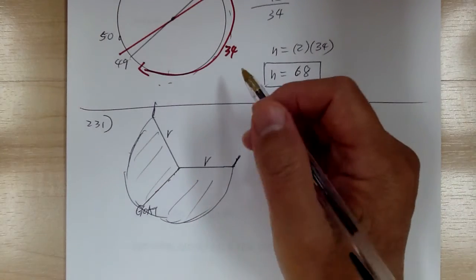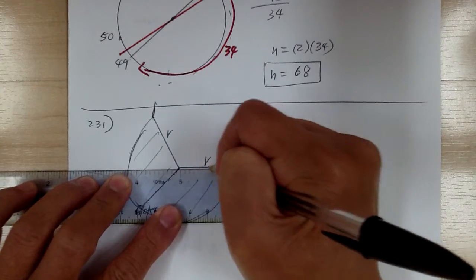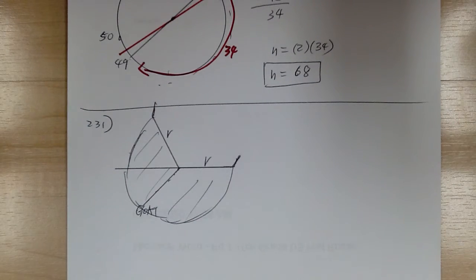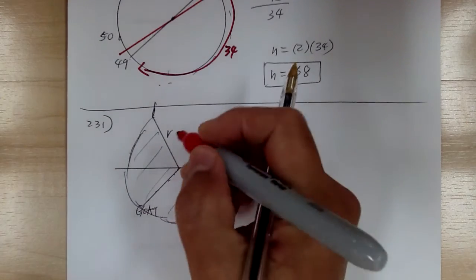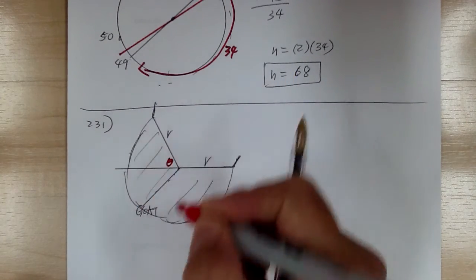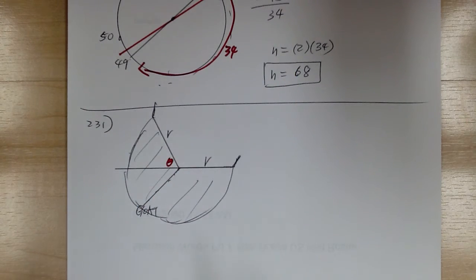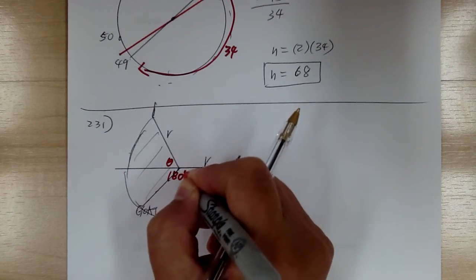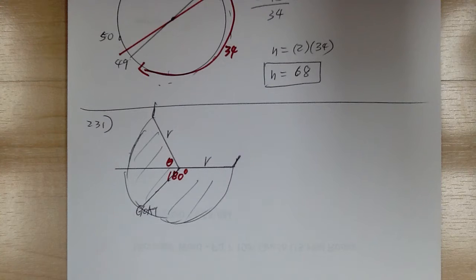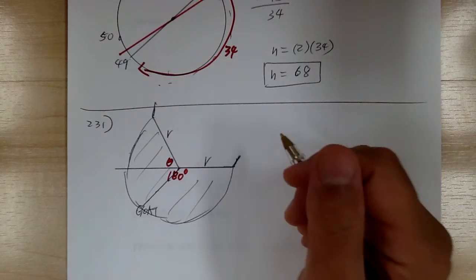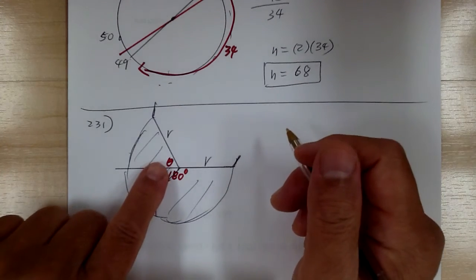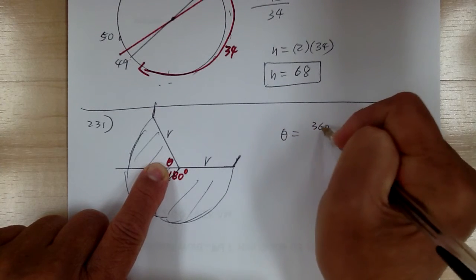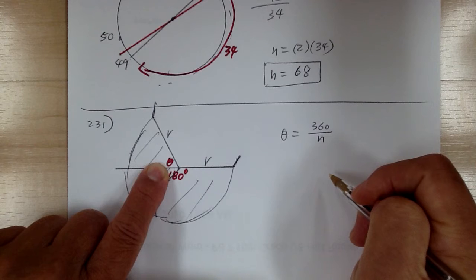Okay, well, first let's go ahead and draw this right over here. Let's get the exterior angle. And for now, let's call this theta. And this is 180 degrees out here. So first, the exterior angle. So exterior angle will be equal to 360 divided by n.